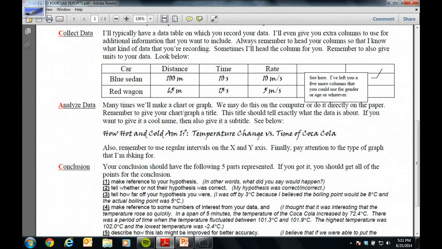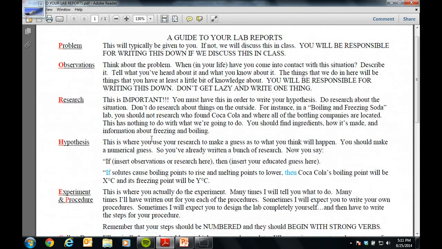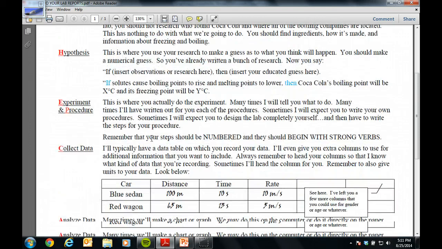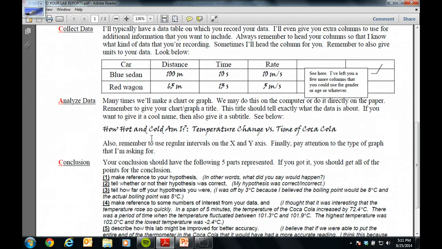Hello everybody. Today we are going to wrap up PORHEPCAC, which of course is Problem, Observation, Research, Hypothesis, Experiment, and Procedure. We have spent the last few days talking about collecting data. Basically, the one thing I've never said about collecting data is how and where do we do that, and the answer is in a data table.